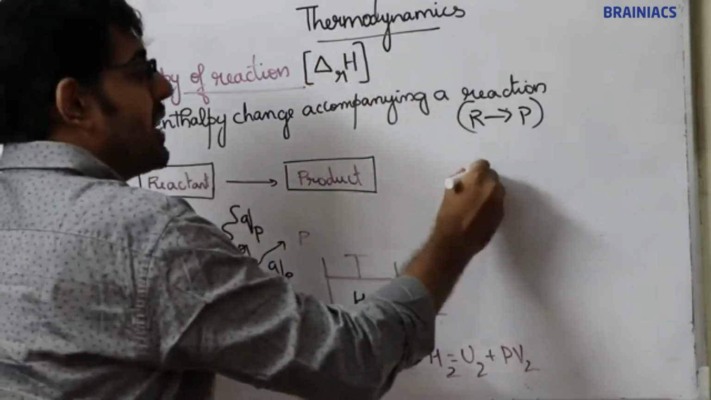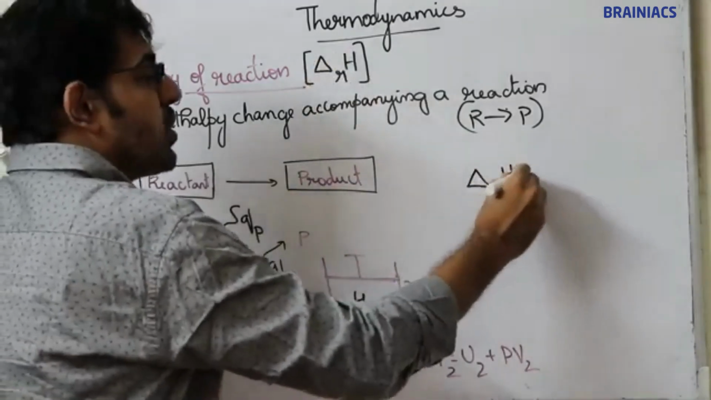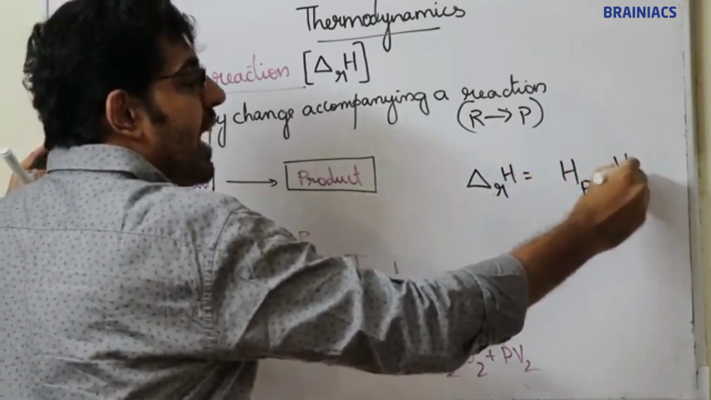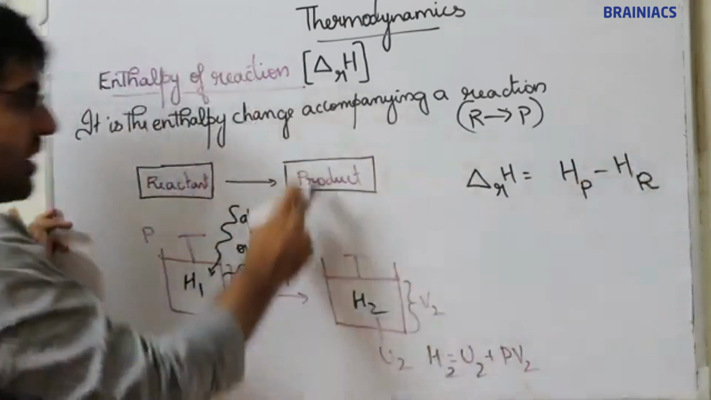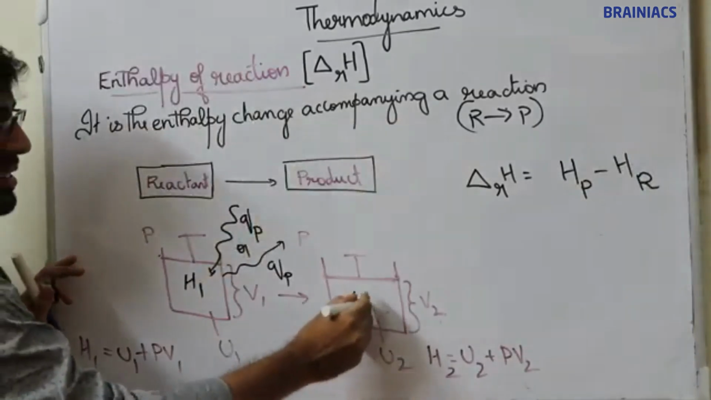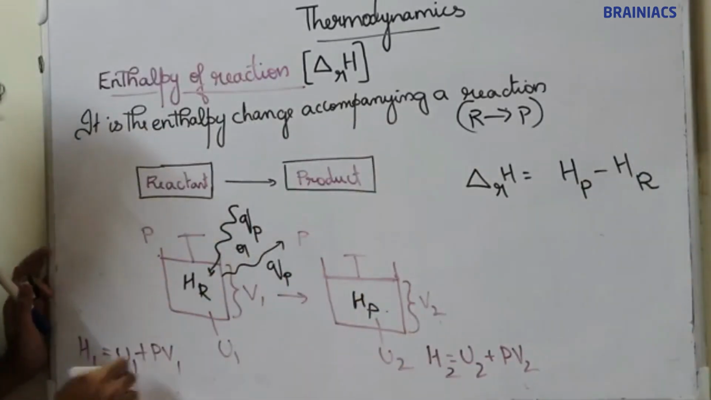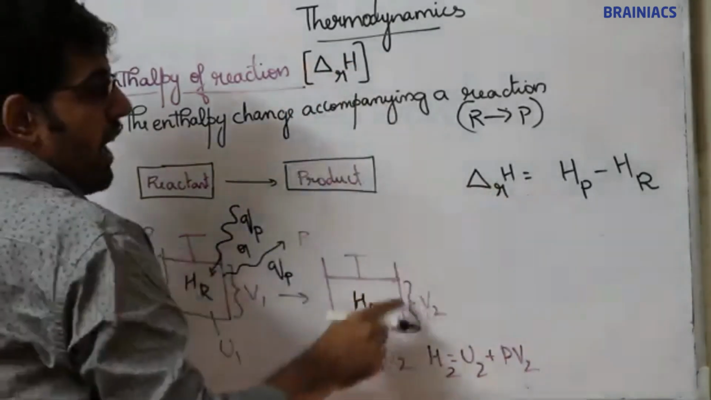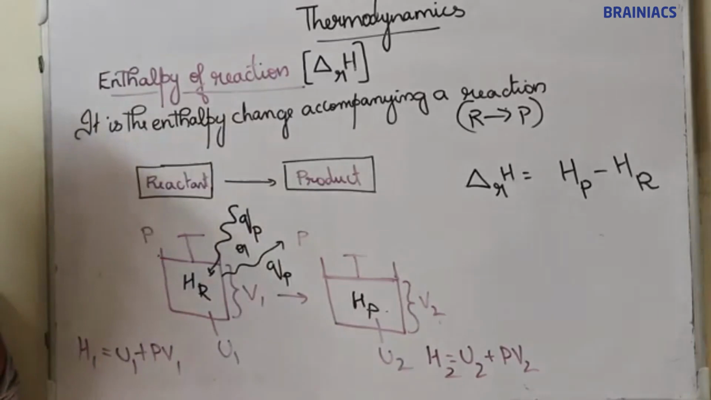Now, enthalpy of reaction is calculated using this formula: enthalpy of products minus enthalpy of reactants. Let this be the enthalpy of product. This will be the enthalpy of reactant. So, enthalpy change or enthalpy of reaction is equal to enthalpy of product minus enthalpy of reactant.